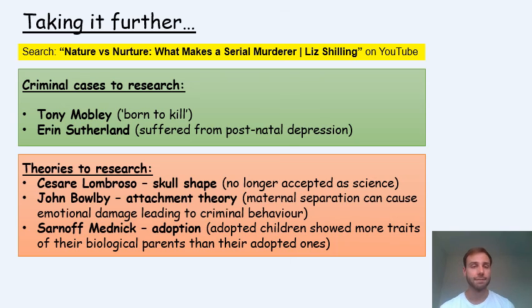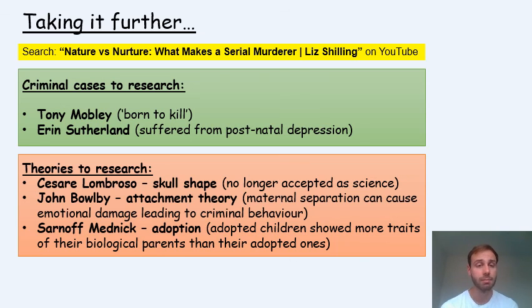So if you want to take it further, I'd suggest you start off by looking at this excellent TED Talk by a lady called Liz Shilling, and it's on YouTube. You just type in nature versus nurture, what makes a serial murderer, and you will find her video. It's about 9 minutes long and it's really, really helpful. You can also look at some of these cases.